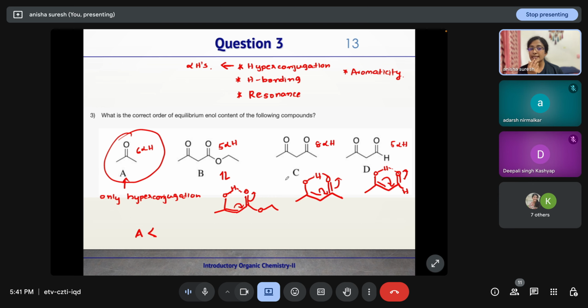Now, when we consider B, C, and D, here hyperconjugation is more in case of C. So C will be having the greatest equilibrium enol content. Now in between B and D, which will be having the more equilibrium enol content? Both are having 5 alpha hydrogen. So which will be having the more equilibrium enol content, B or D? Ma'am, option B.